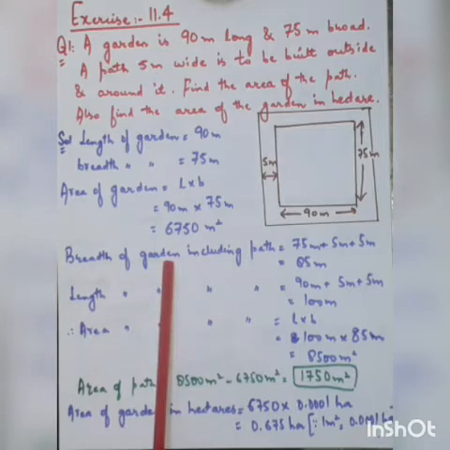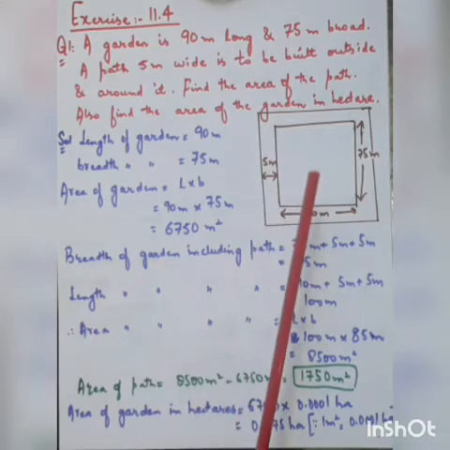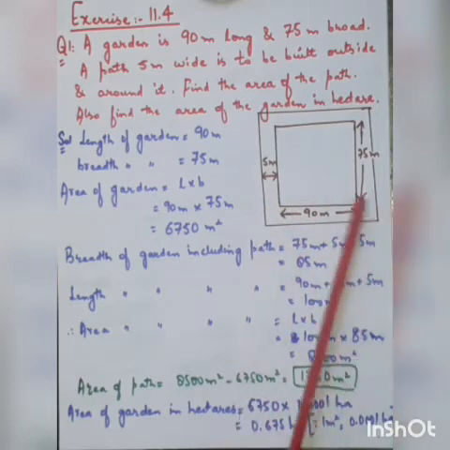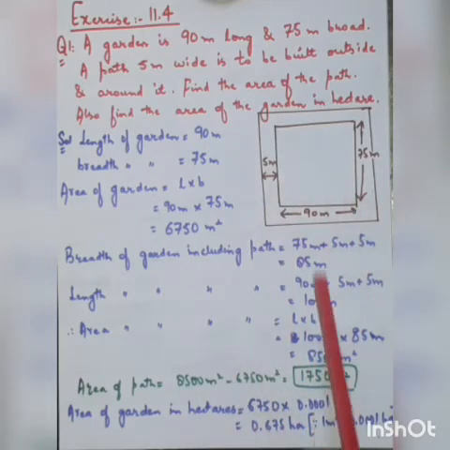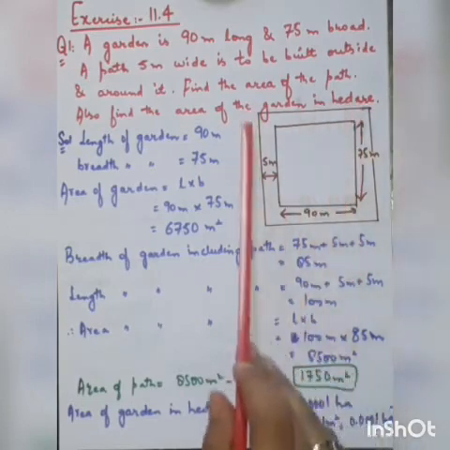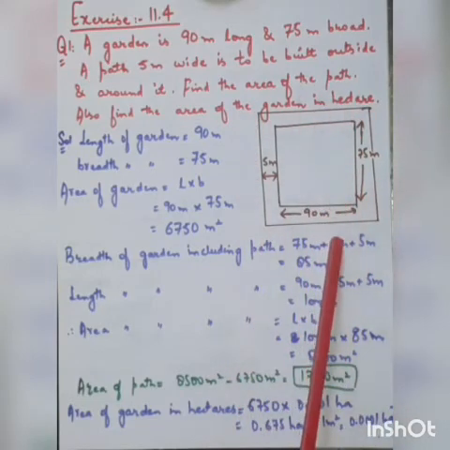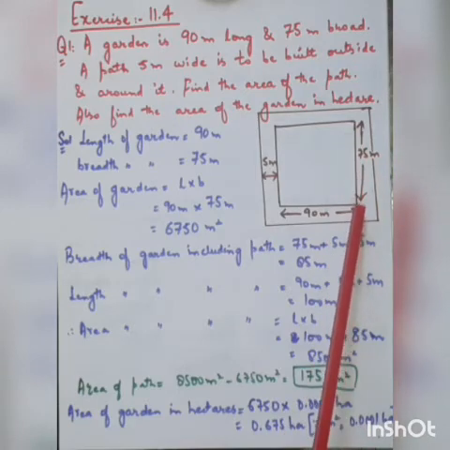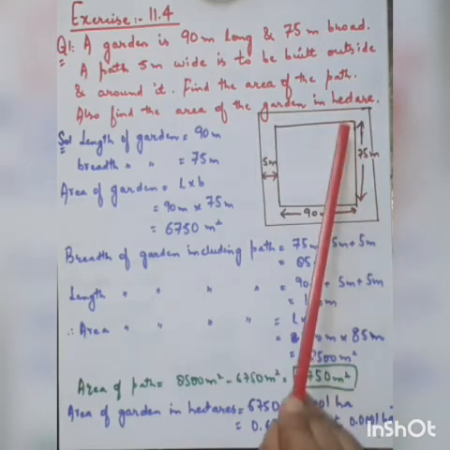Now breadth of garden including path. The breadth of this garden including the path, that means if this is the breadth, then if we take the whole breadth of this whole area, we have to take this breadth 75 plus this 5 meter width plus this 5 meter width.